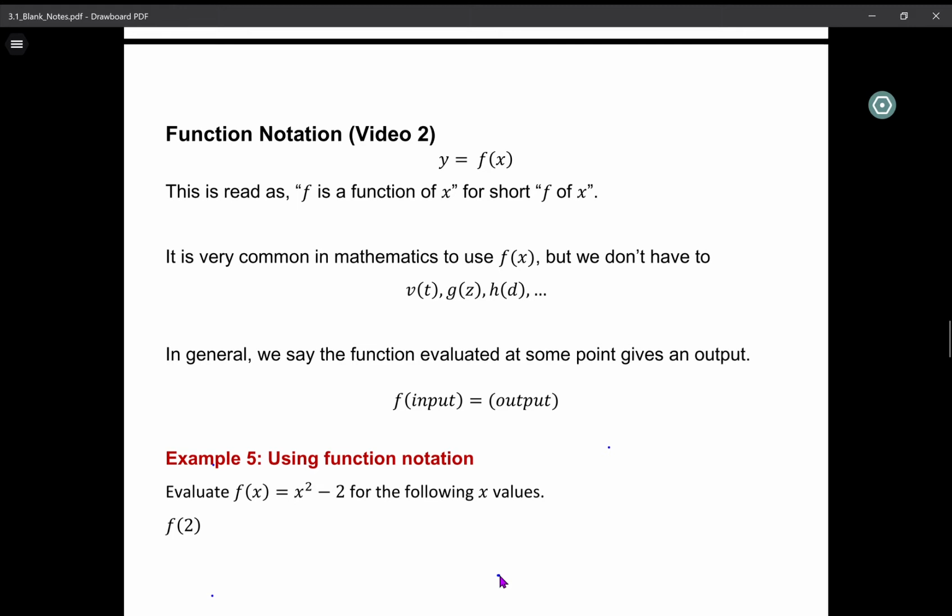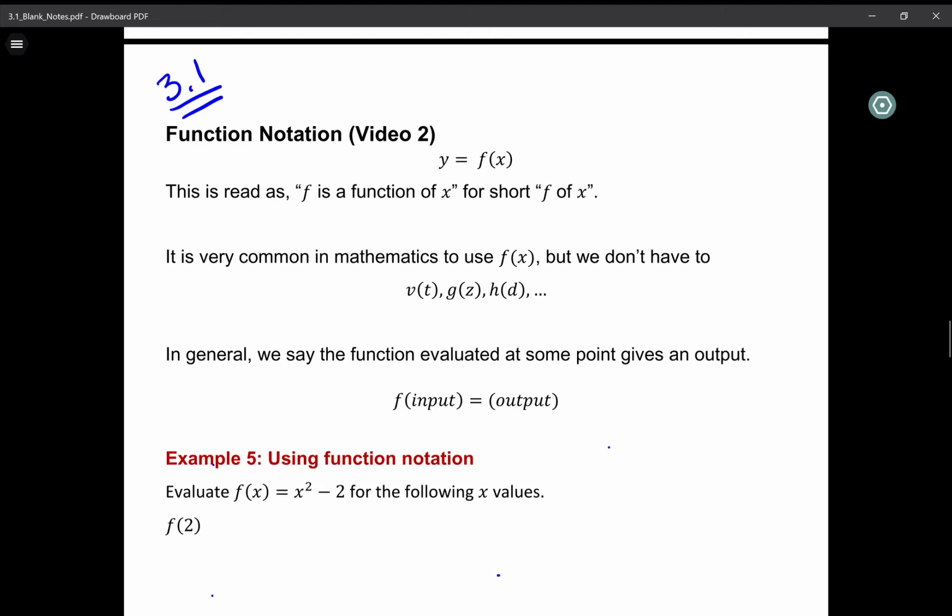And in this part of the video, we're going to talk about function notation. So in the first video for section 3.1, we talked about how to recognize a function. And in this video, we're going to talk about function notation. Function notation is just a handy way that mathematicians have come up with to work with functions.